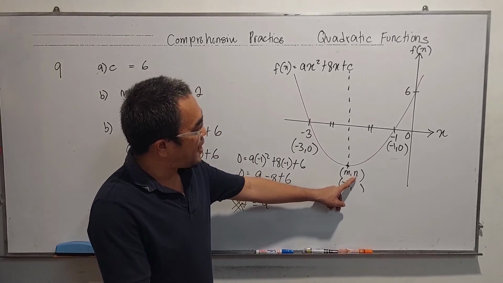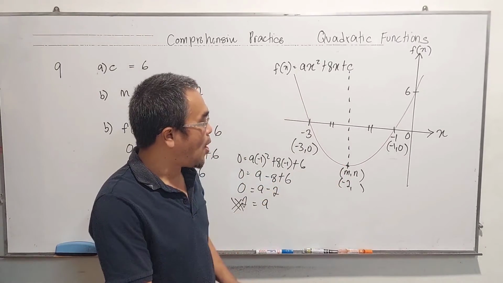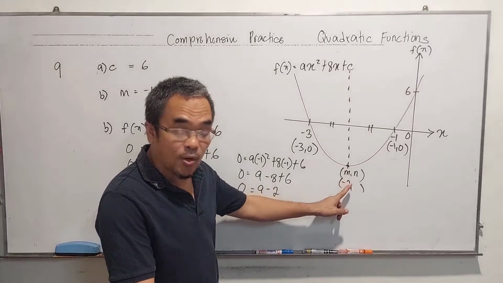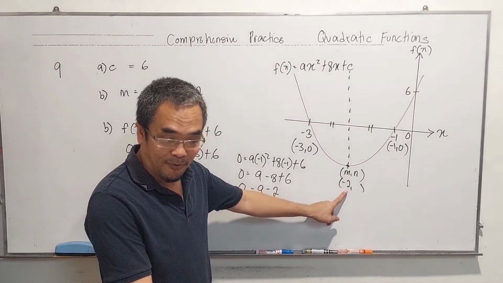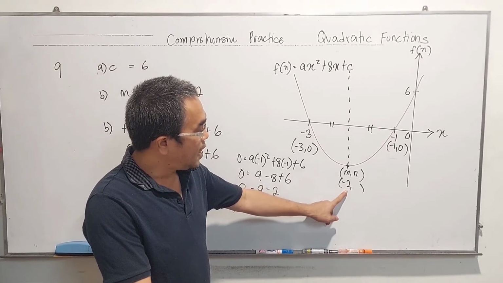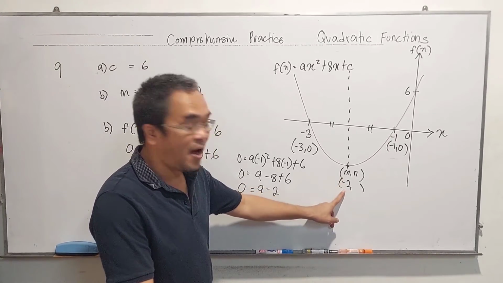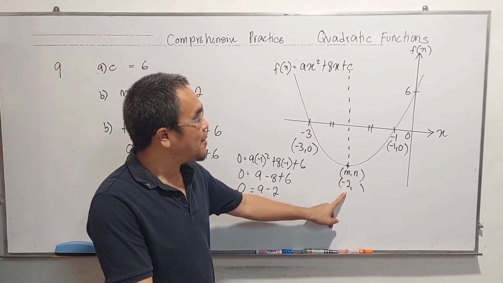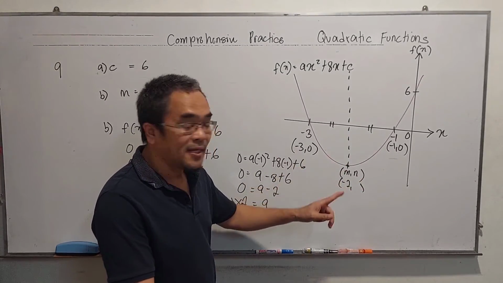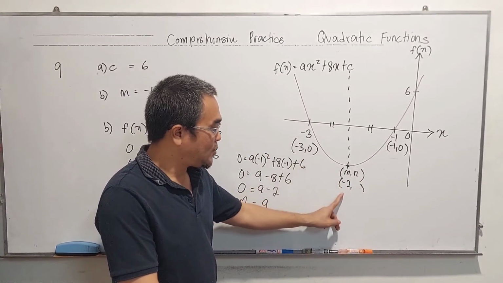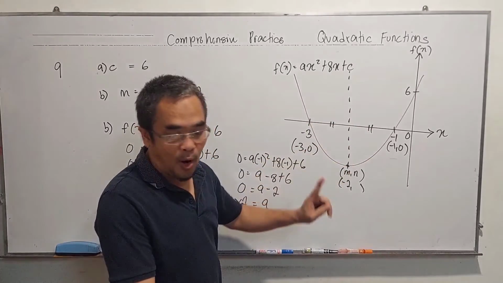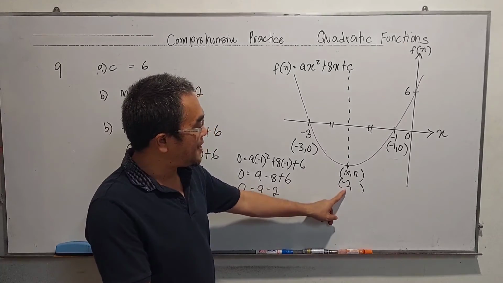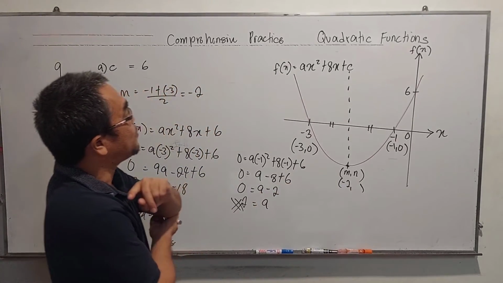And D, what is the value of n? N is the value of the minimum point. To find the value of the minimum point, you just replace x, which we have found already. In case you have not found it yet, find it. Sometimes they just ask you to find the minimum point. First you find the value of x using the midpoint, and afterwards you replace x as -2.